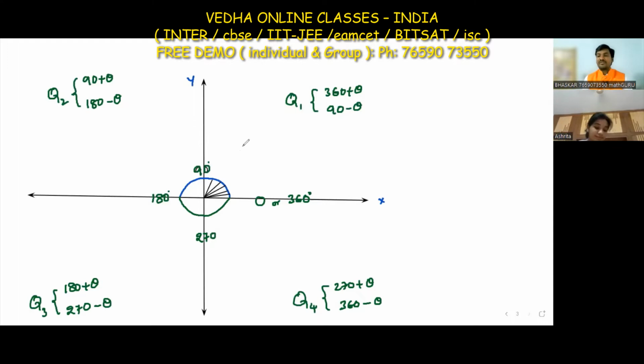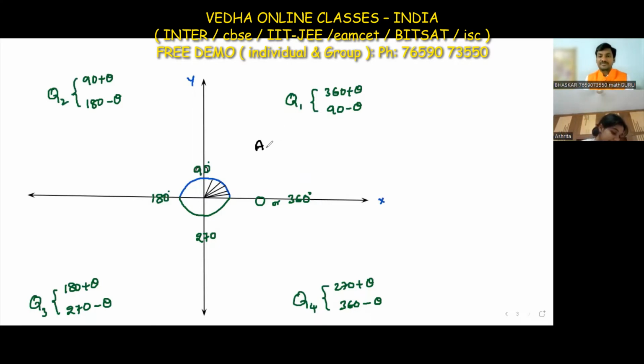First we have to identify in which quadrant the angle lies. After that, in which quadrant a particular trigonometric ratio is positive or negative, whether it is sine theta, cos theta, tan or cot, whatever it is. Now how do we remember that? We have a sentence.